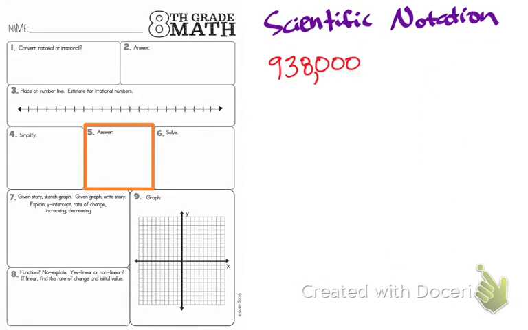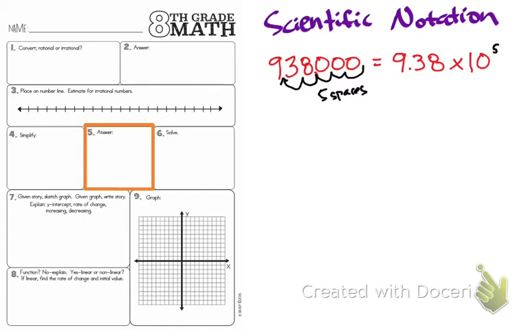Let's start with a big number, although this certainly isn't as large as the mass of the sun, but we'll start with 938,000. If I wanted to write it in scientific notation, it would look like this. I would write 9.38 times 10, and then I'm going to do an exponent. And I'm going to do that exponent based on how many places I needed to move that decimal. In this case, I would have moved the decimal 5 spaces, so my exponent would be to the 5th power.